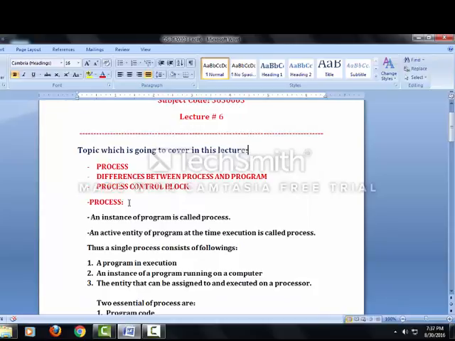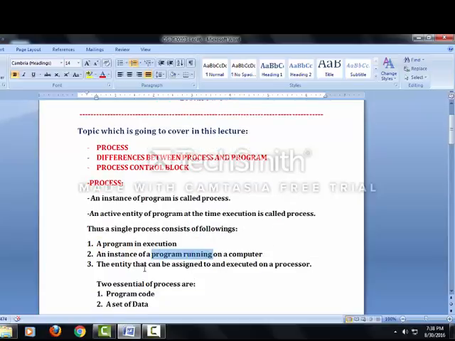Let's start with the term process. An instance of a program is called a process. An active entity of a program at the time of execution is called a process. Thus, a single process consists of the following. First, a program in execution, an instance of a program running on a computer, the entity that can be assigned to and executed on a processor.